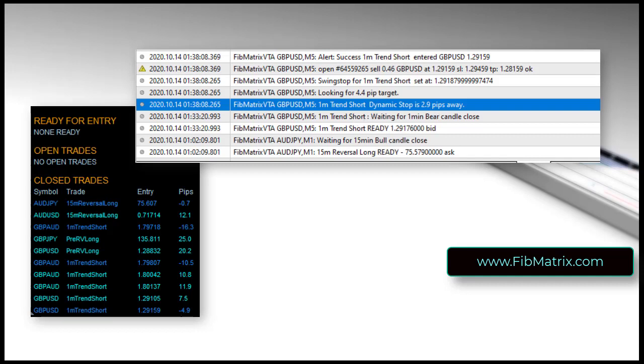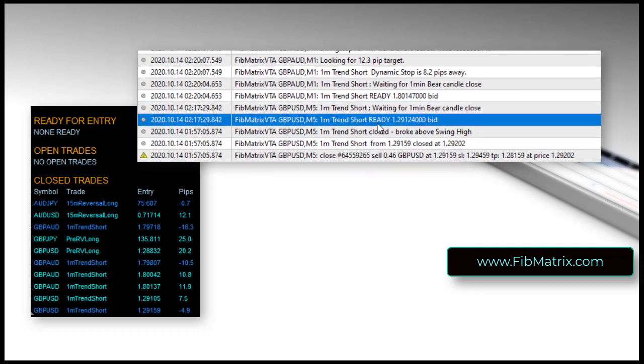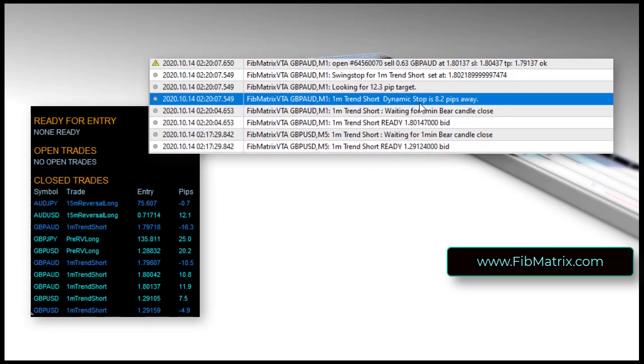So we took a 2 pip extra hit because we let the candle close. So that was the first one. Okay, here's the next one right here. Ready for bear candle. We had a short ready at 29.12. The stop was 8 pips away, so 1.5, that's what I've got it set at. So the target was looking for 12.3 and it got 11.9. So the commission came out of it, so I think it got the right amount.